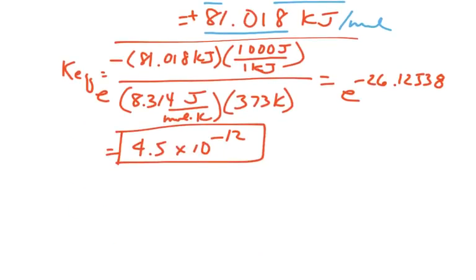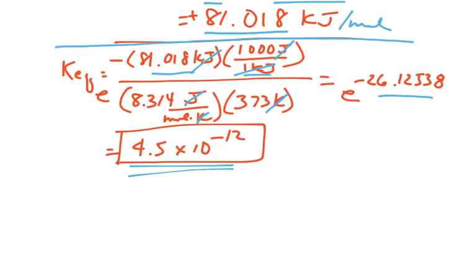Now I'm going to do what I did before and substitute in. So my KEQ is e to the negative, here's my 81.018 kilojoules. I change my kilojoules to joules, and in the denominator, R times T. Joules and joules are going to cancel out: 8.314 joules per mole Kelvin times the temperature in Kelvin, 373 Kelvin. When I do all that math together, I get negative 26.12538. E to the negative of that, I get 4.5 times 10 to the negative 12.